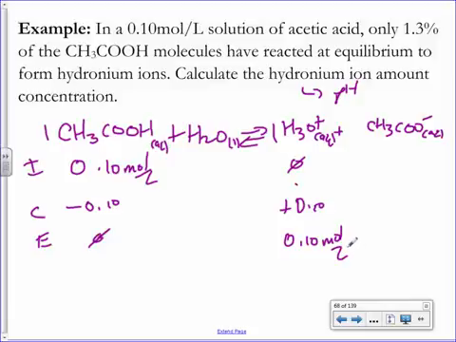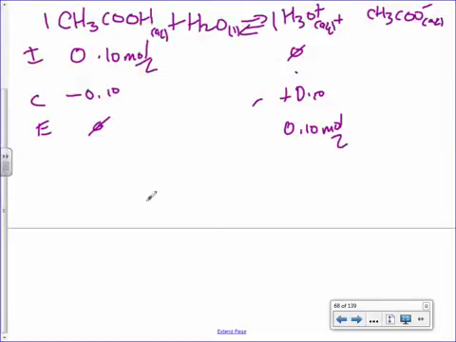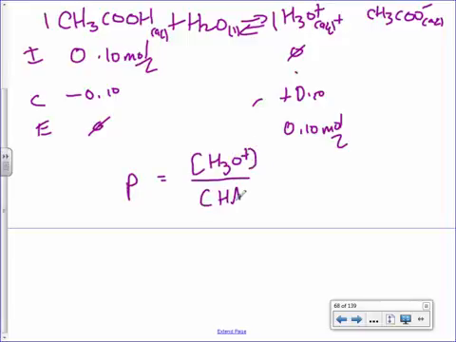Is all of it going to react? No, because with it being an equilibrium system, as soon as it starts forming products, the products are going to restart forming reactants. So if we use that formula I just showed you to find a percentage, take the amount of hydronium, divide by the amount of the original acid, and times by 100.